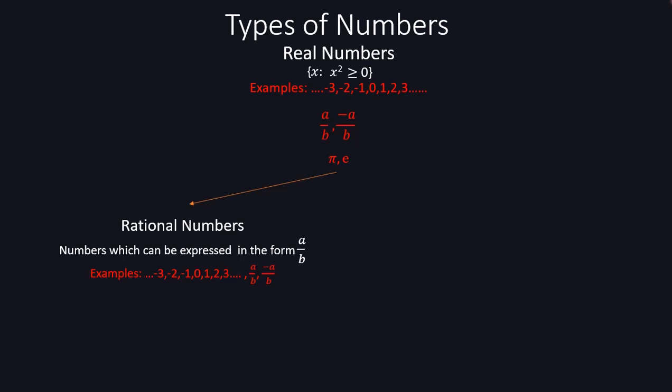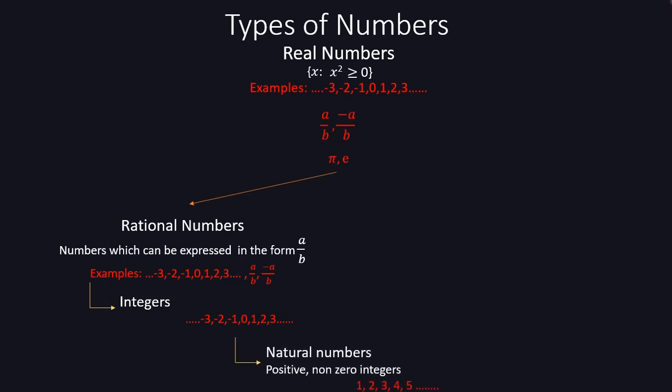Within rational numbers, there is an even smaller group of numbers which are called the integers. Integers consist of numbers 1, 2, 3, 4, and so on, as well as their negative counterparts -1, -2, -3, and so on, and 0. Positive non-zero integers are given another name, that is natural numbers. So natural numbers are 1, 2, 3, 4, 5, 6, and so on. Most of the syllabus of O-level math revolves around integers.